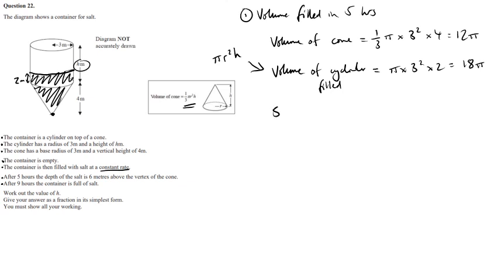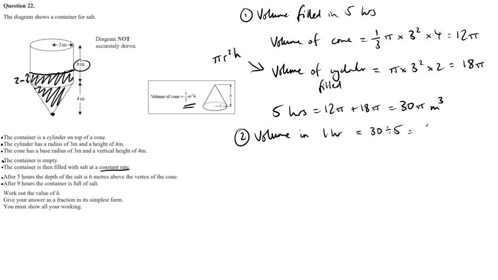So the volume filled in 5 hours is 12 pi plus 18 pi, which is 30 pi, and that's meters cubed. So we can use this to work out the volume filled in 1 hour, which is just going to be 30 pi divided by 5. So that's 6 pi meters cubed in 1 hour.